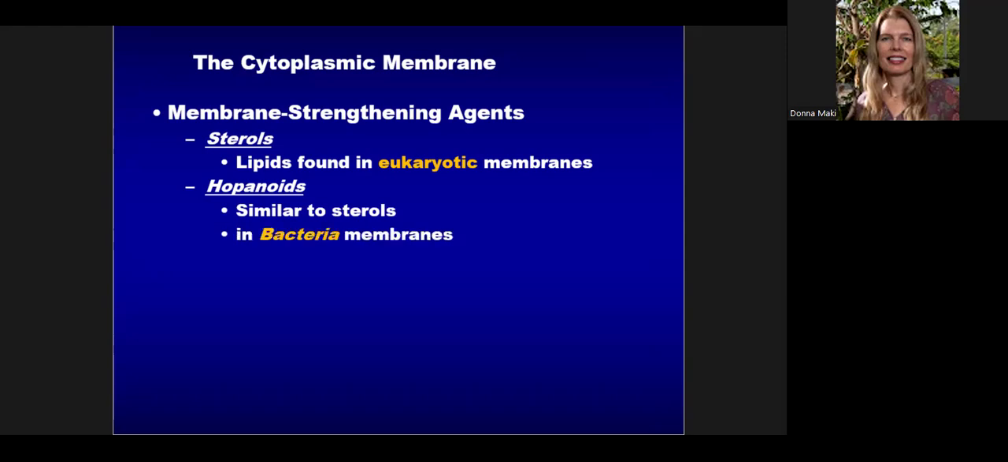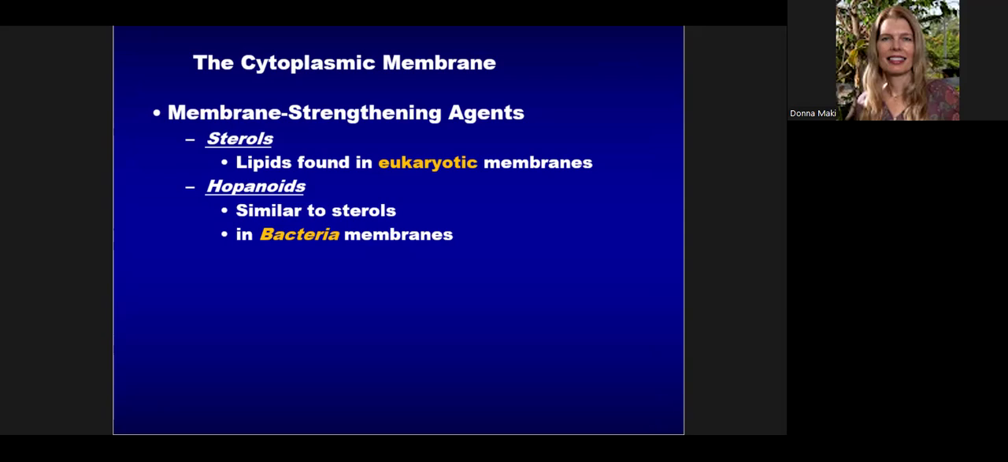And so at least in the domain bacteria, when they look at their cell membranes, they see these hopanoids, and they chemically and structurally look similar to sterols, but they're not exactly sterols. So they had to give them their own little term, hopanoids. But basically, sterols in our membranes help strengthen our membrane. And that's what hopanoids do. They just help strengthen the membrane.